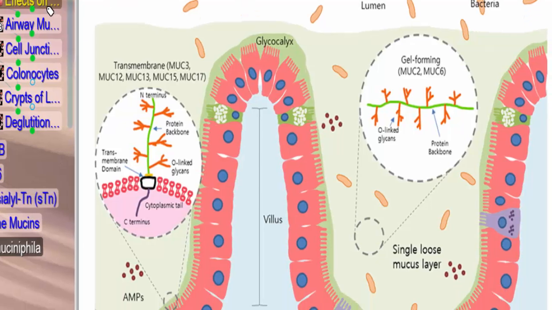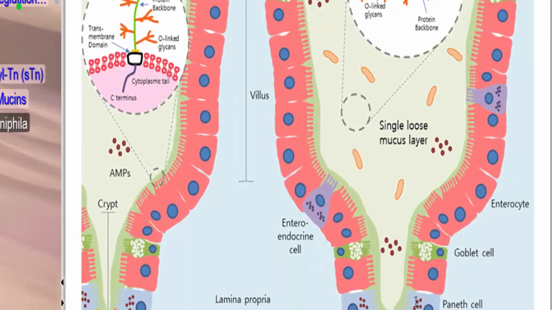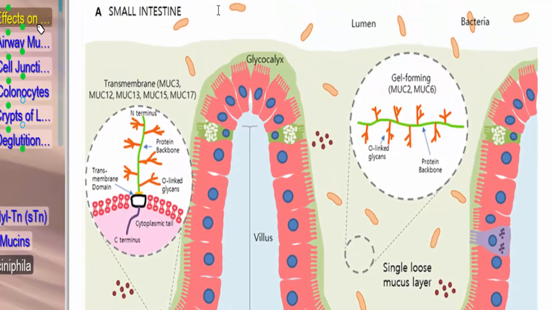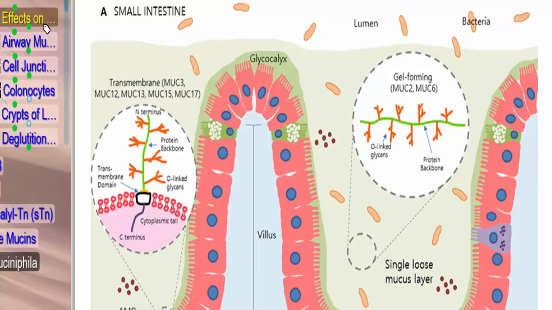And if we look down at the bottom, we've got that crypt again with the Paneth cells. We see our goblet cells. Over on the right side of the diagram, we see the single loose mucus layer that has the gel-forming mucins in it. At the top, we've got the lumen with all different kinds of bacteria. We see how some of them drift down into the mucus where they're going to get caught and dealt with.